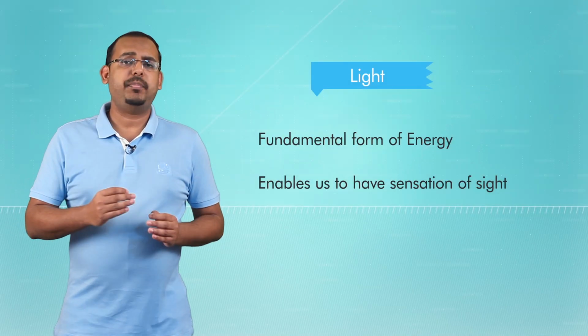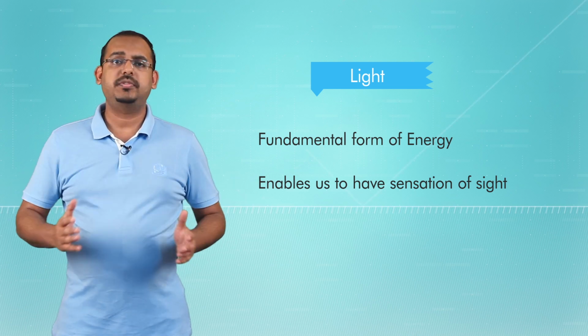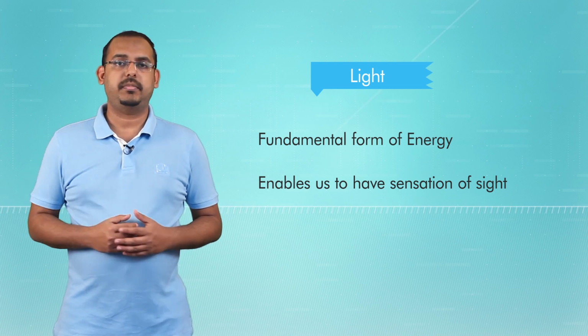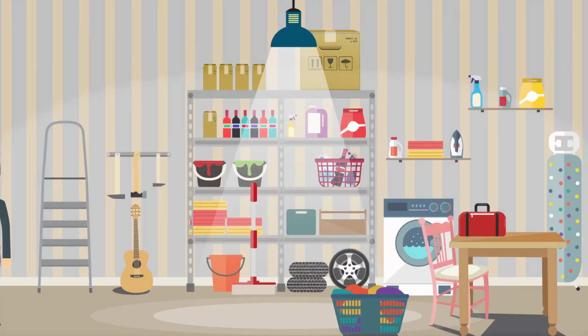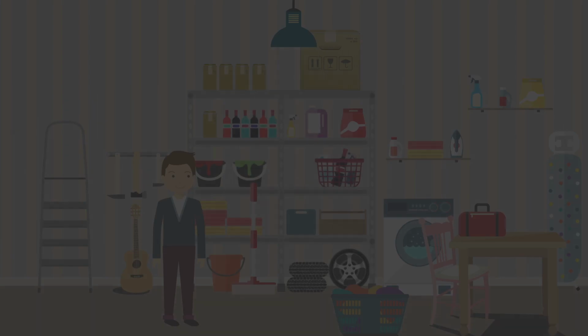But what happens? How does light enable us to actually see all the objects which are around us? Let us try and understand this with the help of an example. Suppose you are at your home in your storeroom and you're trying to find your sports bag. Suddenly the power goes off. Now you have an important tournament tomorrow and you really require your sports bag. So you decide to light a torch and continue searching for the sports bag.